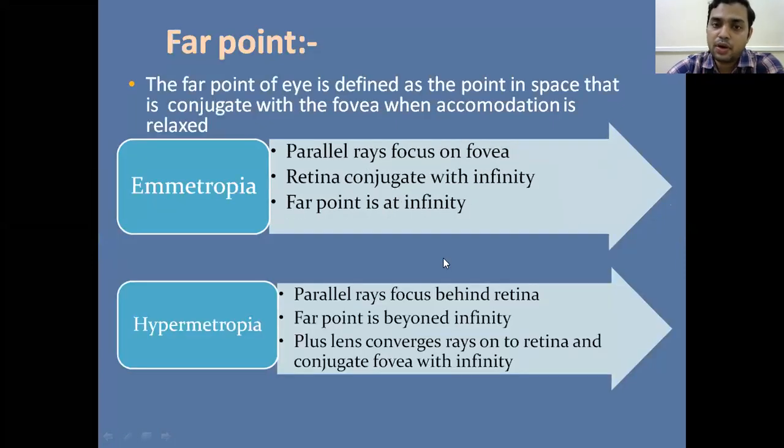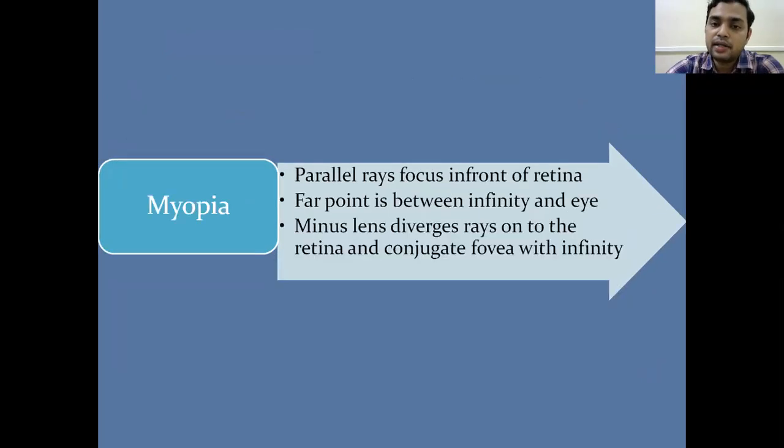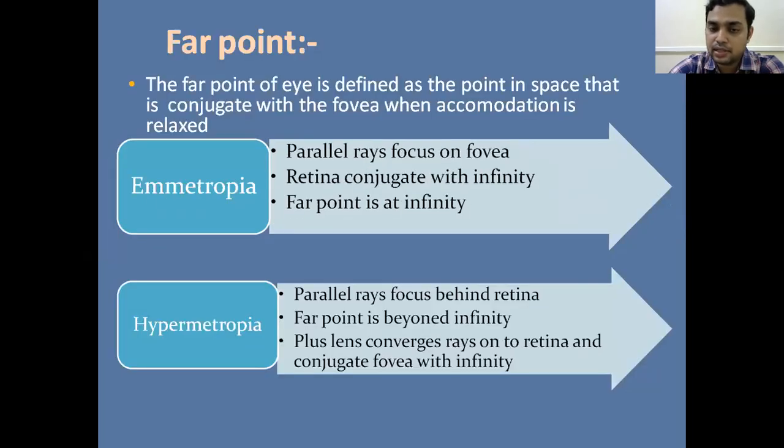It is nothing but the point in space that is conjugate with the fovea when accommodation is relaxed. In emmetropic cases, the far point is at infinity. In hypermetropia, the far point is beyond infinity, and in myopia, the far point is in between infinity and the eye. So we need minus lenses to diverge rays in myopia, and plus lenses to converge rays in hypermetropia. This is about the far point.